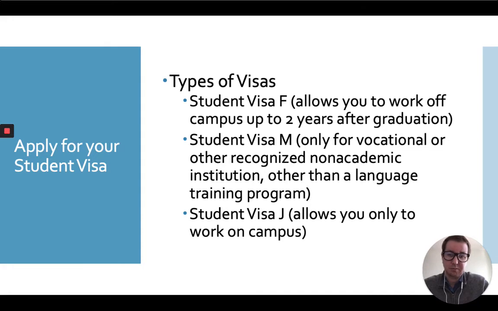So yeah, that's something else to consider. And student visa J will allow you to work only on campus. So you won't be able to work off campus. You won't be able to work after 2 years. It'll only be on campus during your studies. Some of these obviously are going to be easier to apply for than others. Less paperwork and less wait time. So it just kind of depends.